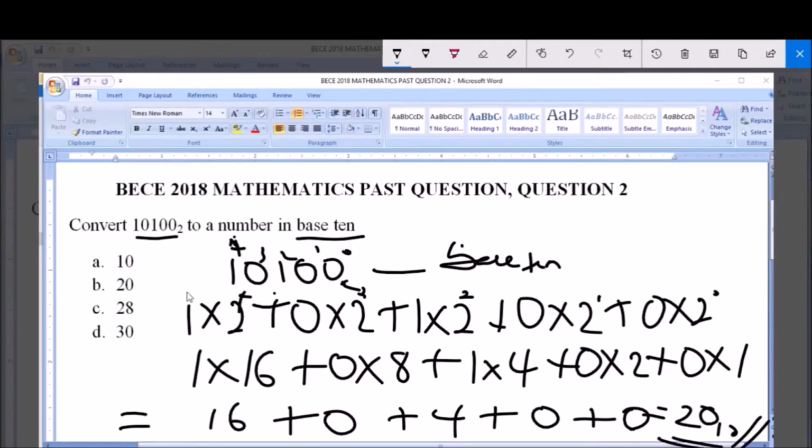20 in base 10. Now from the options here, option B corresponds to our answer, which is 20. So 10100 in base 2 is equivalent to 20 in base 10.